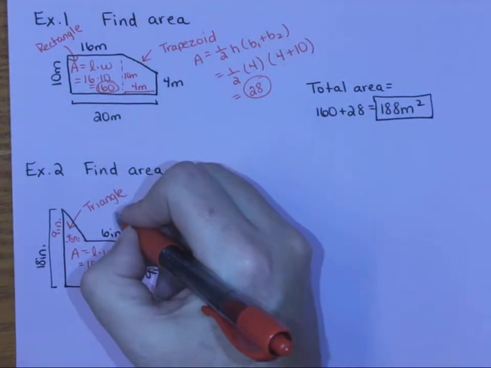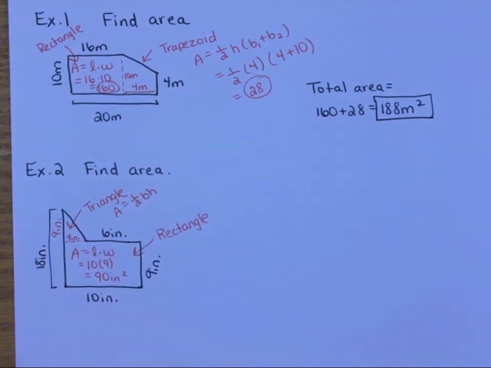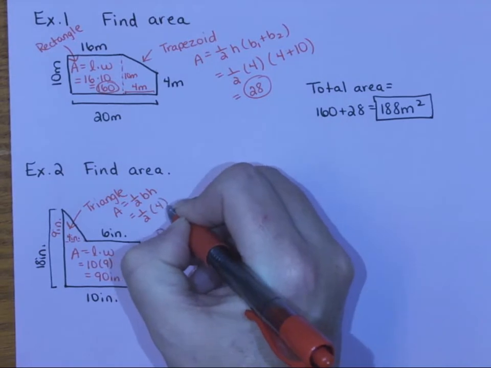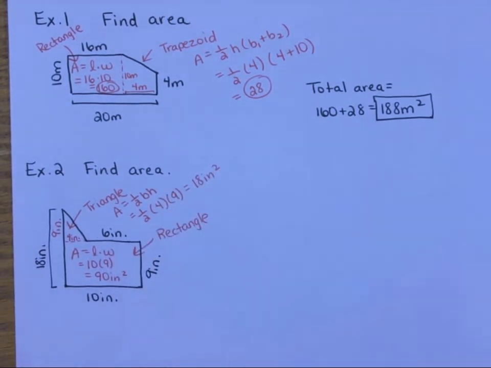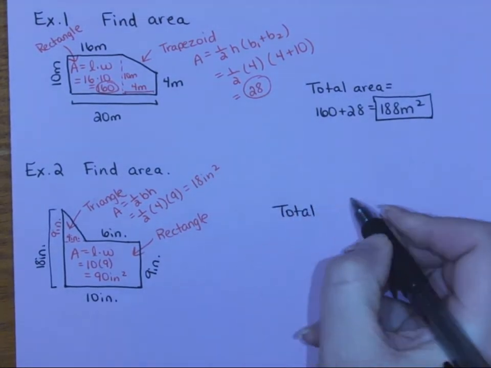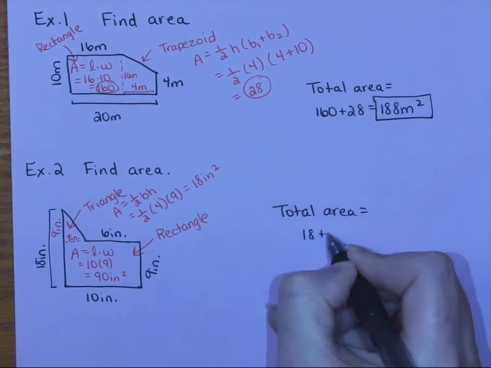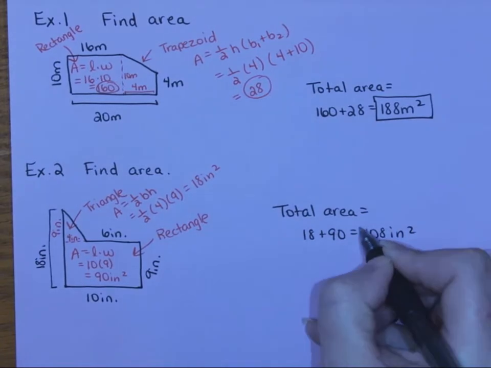The triangle, the area formula would be 1/2 base times height. Okay, I think we already did the work to find all of those. So 1/2 4 times 9, or 18 inches squared. So in the end, make sure that you show me some work on a problem like this for the homework, but it would be 18 plus 90 or 108 inches squared.